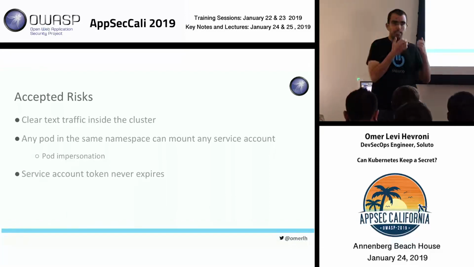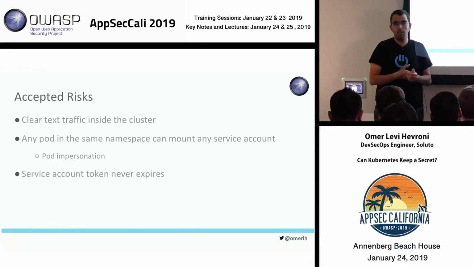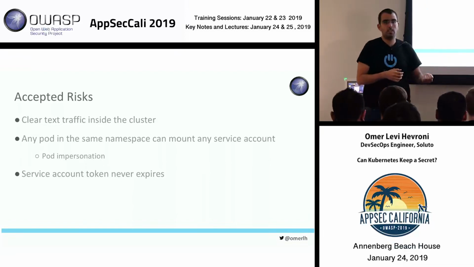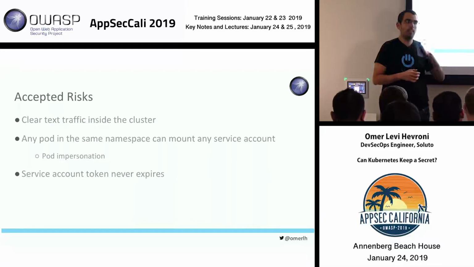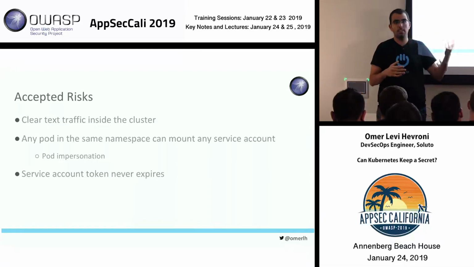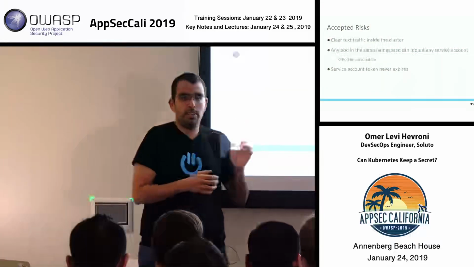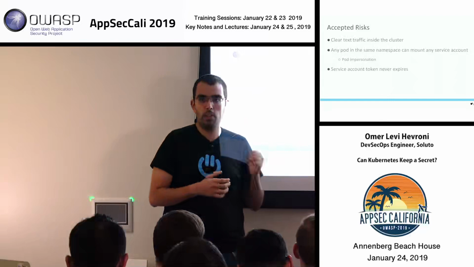And finally, and this is something that I'm really upset about, currently the service account has a token. This is how the pod authenticates to the Camus. And this token never expires. Once the token is created, it exists as long as the service account is alive. There are plans to fix it in a future version of Kubernetes, and I'm really looking forward to it.